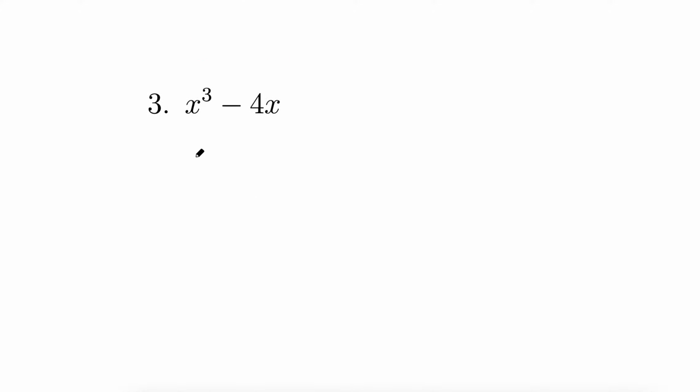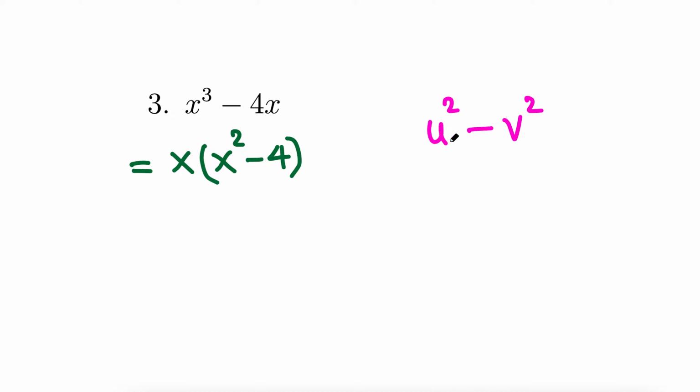Now number 3, again 2 terms. We can factor x out. That leaves 2 copies, x squared minus 4. Now there is a minus sign, x squared minus 4. It might factor. Let's look at this. This is a difference of 2 squares. Like when we have u squared and v squared, that's the difference of 2 squares. It factors according to the following formula: u plus v times quantity u minus v.